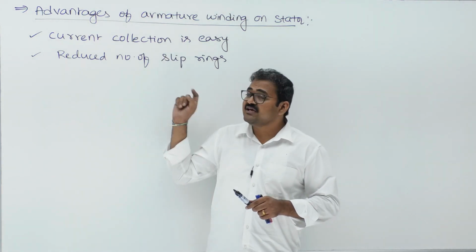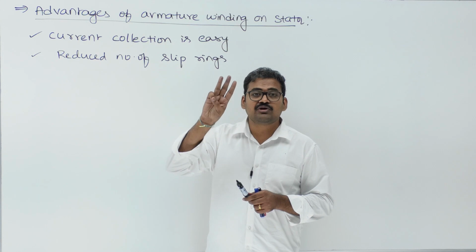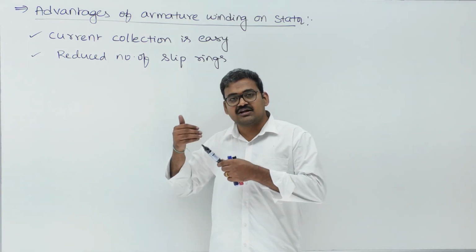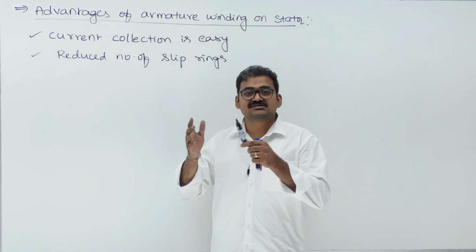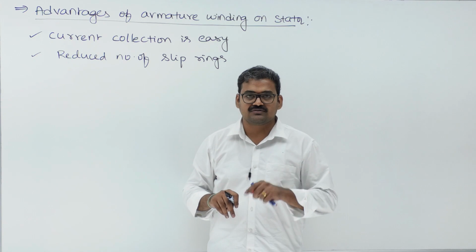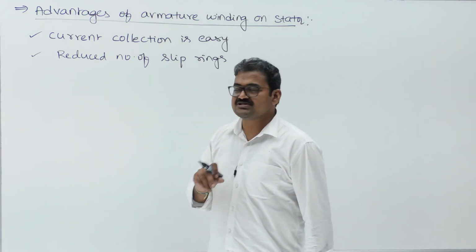If armature winding is on rotor, number of slip rings would have been 3. That's why if armature winding is on stator part, number of slip rings are reduced. Rather than 3, now you need only 2 slip rings. Understand? That is another advantage. Next thing.